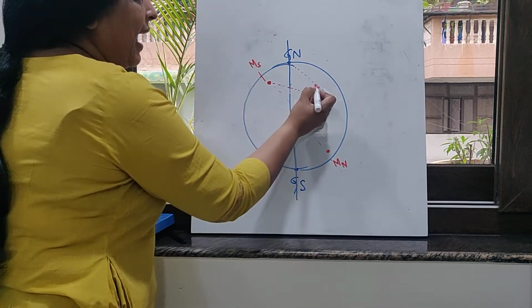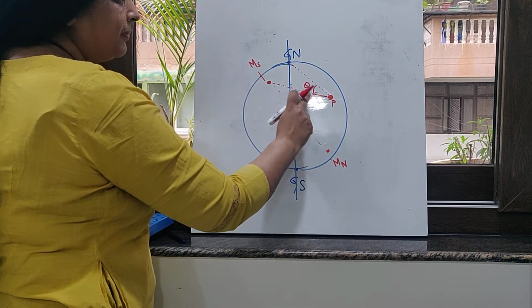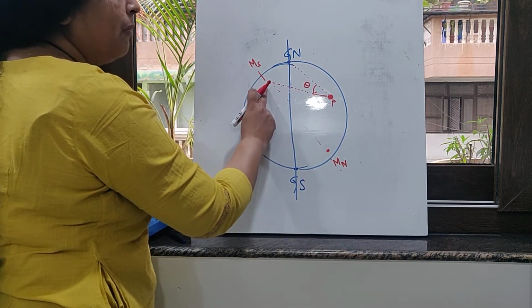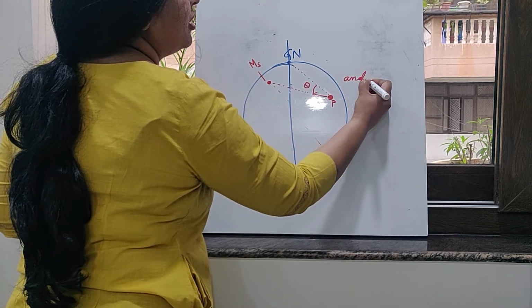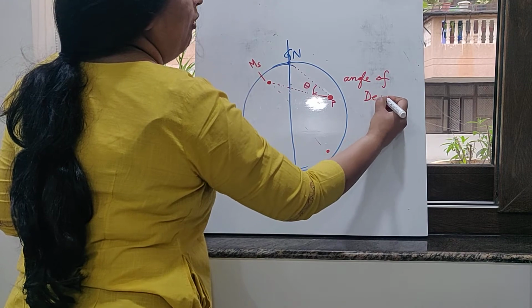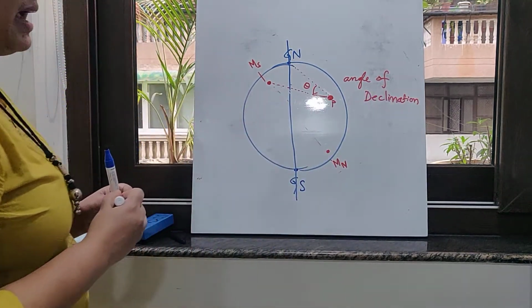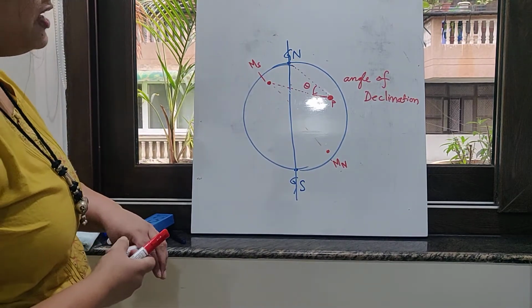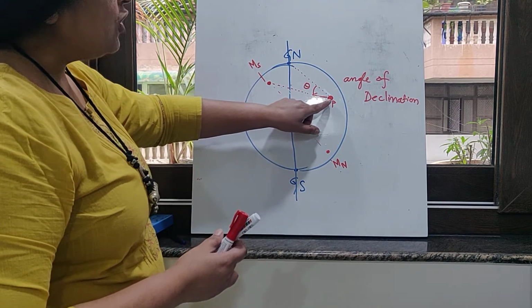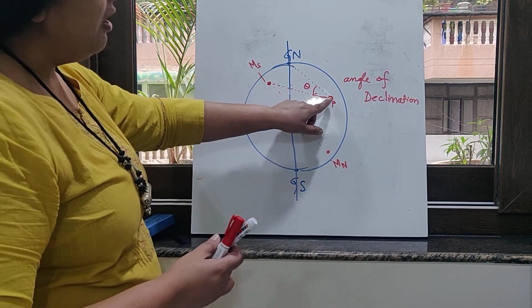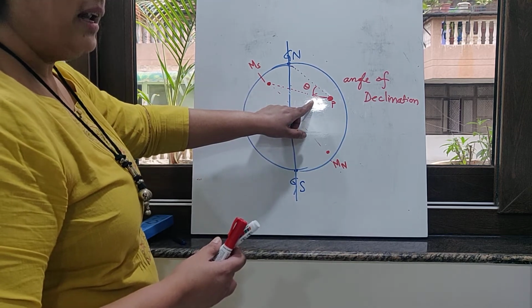Right? So the angle between the true north and the direction in which the needle points is called the angle of declination. This is a very simple way to understand what the angle of declination is: the angle made between the direction of true north at a place and the direction in which the magnetic needle points is called the angle of declination.